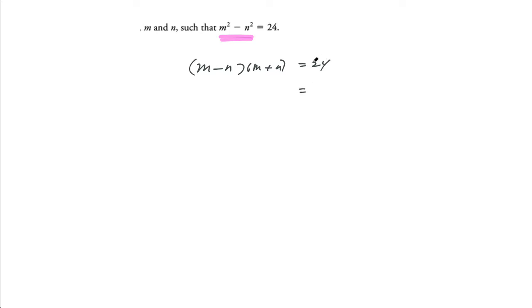Okay, so 24 is either 1 times 24, 2 times 12, right? 3 times 8. So these are the positive breakdowns of 24. So in the first case, we have m minus n is equal to 1, and m plus n is equal to 24.